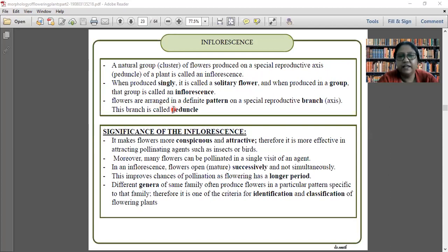So flowers are arranged in a specific manner. So why generally flowers are arranged in an inflorescence? What is the advantage of group being attached in a form where they are grouped together? First of all, they look attractive. You remember yesterday we observed tuberose. Do you remember? Yes, ma'am. Whenever they are in a bunch, they look attractive.